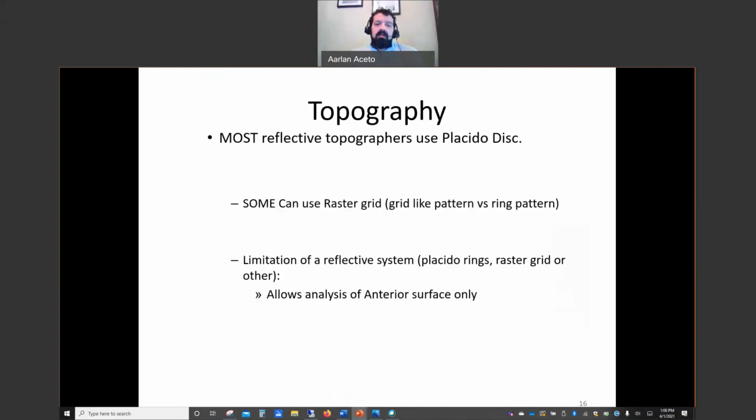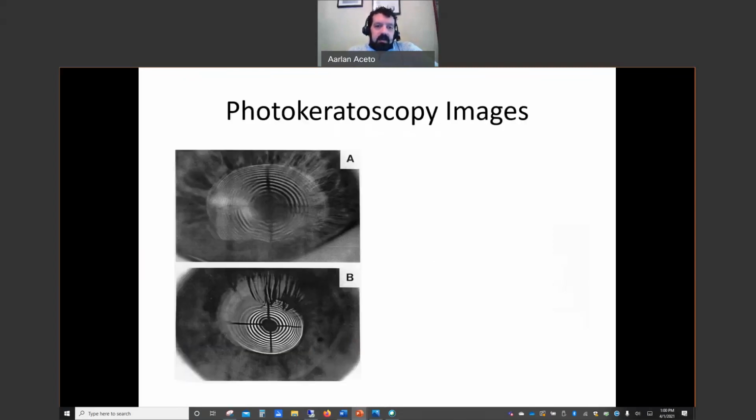Now, most reflective topographers use this Placido disc or concentric circles. Some use a grid pattern. And I will say that this needs to be, just like we had the manual keratometer, it relies on having a nice, smooth, reflective surface. So if we have any anterior surface disease like dryness, if we have patchiness, these don't work as well because there's no reflection. If it's dry and there's not a liquid tear to reflect off of, we're not going to get good results. But again, these are what it would look like with different types of corneal shapes.